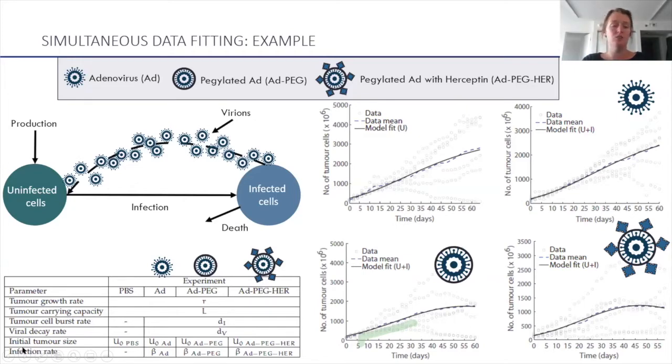So for example, in this case, we found that the infection rate, so how each of these viruses was infecting tumor cells, could be the only difference between the data sets. So in this way, we fit all of these parameters, but most of them were fit at the same time to all 4 data sets.